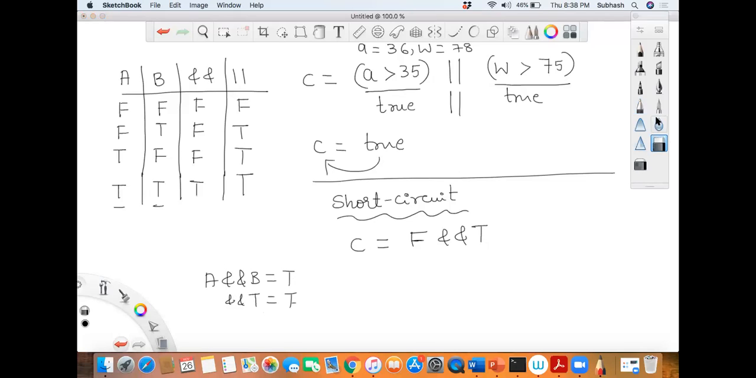Suppose the compiler sees, when you're using the AND operator, that the first expression results in false. The compiler will automatically think, okay boss, the first expression is anyways false, so why should I go and check the other one? Is it needed to check the other part?